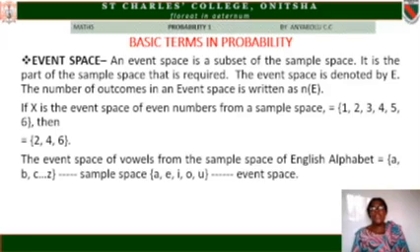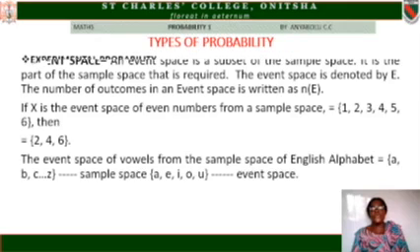If E is the event space of even numbers from the sample space 1, 2, 3, 4, 5, 6, then E equals 2, 4, 6. The event space of vowels from the sample space of the English alphabet, A, B, C to Z, is A, E, I, O, U.